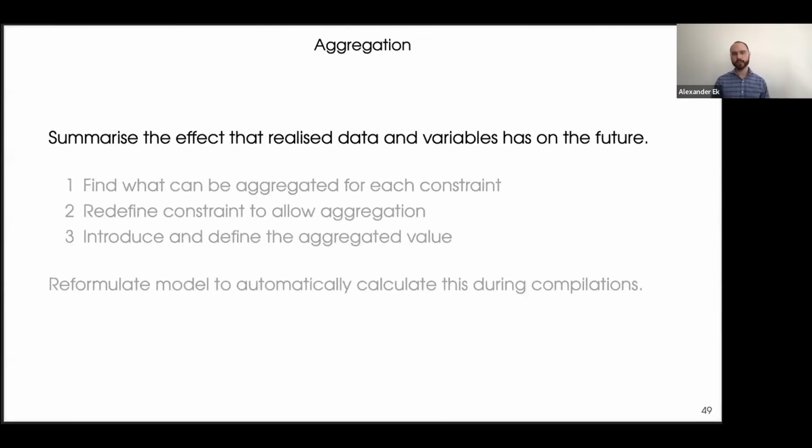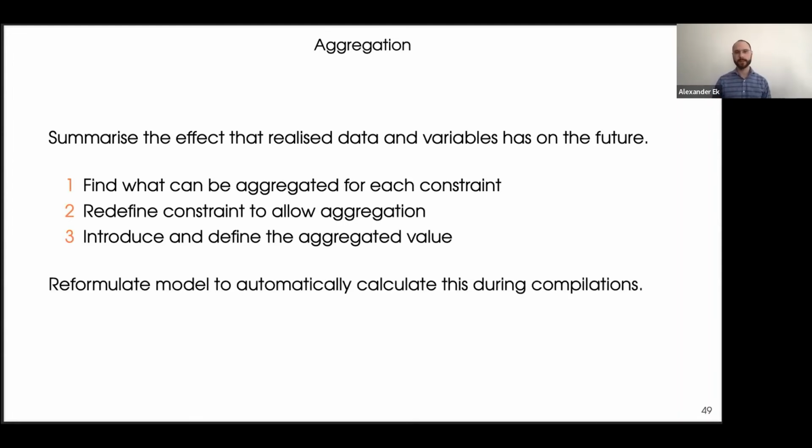All right, let's look at aggregation. As I said, we want to summarize the effect that realized data and variables have on the future. Find what can be aggregated, redefine the constraint, introduce the aggregated value, right? And we want to reformulate the model to automatically calculate this during compilation. If you remember the data flow picture, the instantiation phase is where the garbage collection takes place. It's part of Minisync compiling things down to something that the solver can understand. That's where we remove things, and then when the old data gets passed back, it's garbage collected.